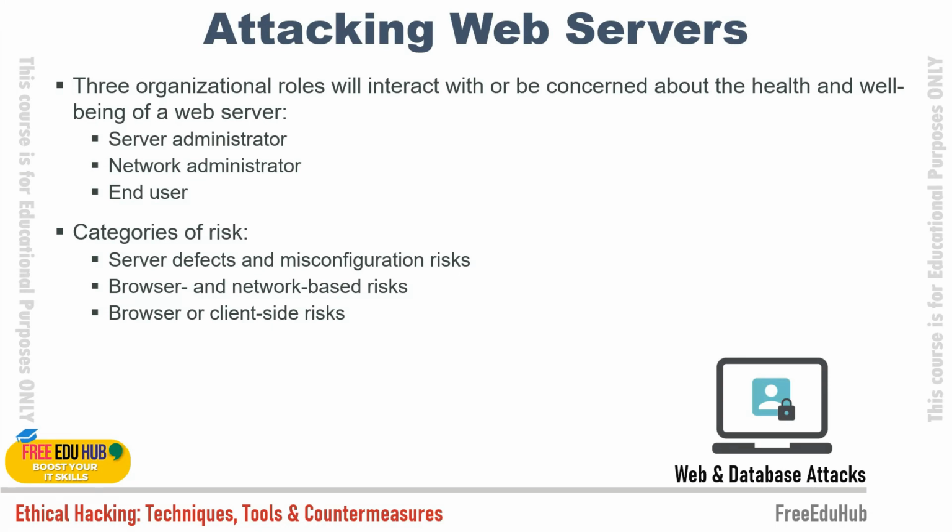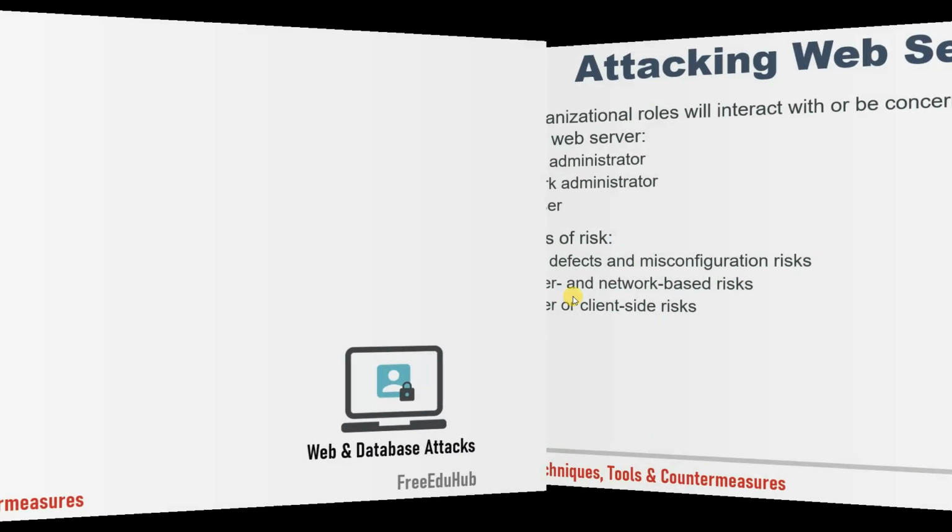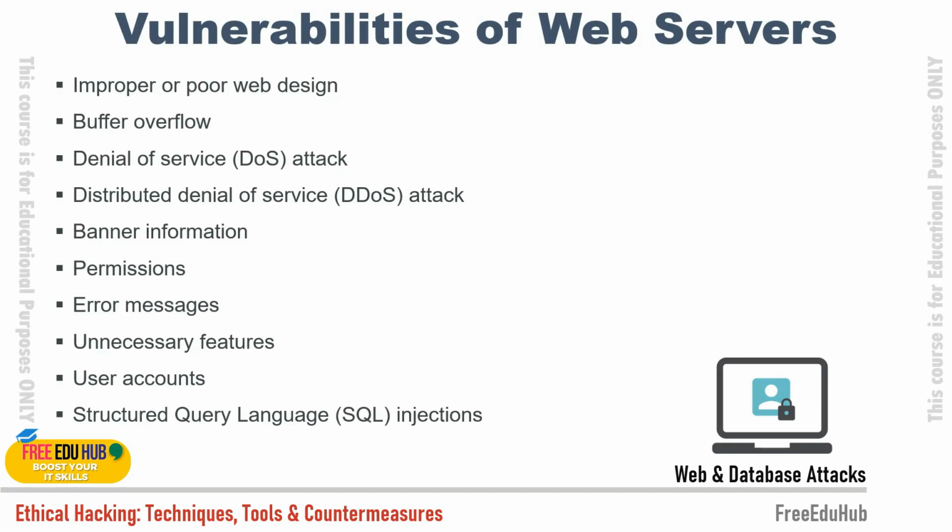When we talk about browser and client risks, we are talking about the risks which affect the user's endpoint system directly, such as crashing the browser, stealing the information, infecting the client system, or having some negative effect on the client system. Now we have different categories of vulnerabilities of web servers, like improper or poor web design, then buffer overflow, denial of service, distributed denial of service, banner information, permissions, error messages, unnecessary features, user accounts, and structured query language, which we call SQL injections as well. So now we'll try to understand each of them separately.